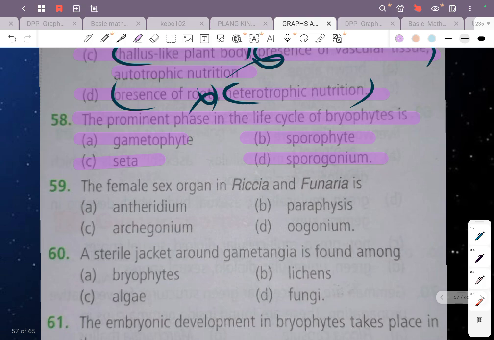Now in bryophytes, the main plant body is basically haploid, which is the gametophyte. The gametophyte is the dominant phase, right? If I talk about the sporophyte, in the case of bryophyte, it's either partially parasitic on the gametophyte or it's completely parasitic. For example, in liverworts the sporophyte is completely parasitic on the gametophyte, whereas in the case of mosses, the sporophyte is partially parasitic on the gametophyte, right? So if they're asking about the prominent phase, the prominent phase has to be gametophyte. That makes option number A the correct answer.